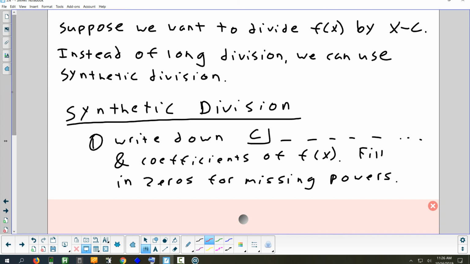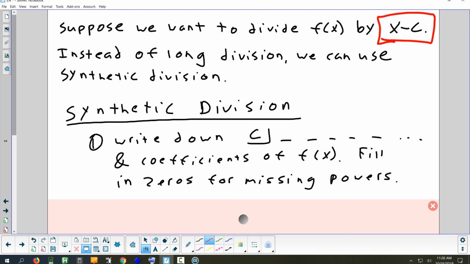So first of all, if you read what I wrote up above, this only works if you're dividing by x minus c. If you're dividing by like x squared or x cubed, you got to go back to long division. That's what we learned yesterday. But if you're dividing by x minus a number, you can do this.